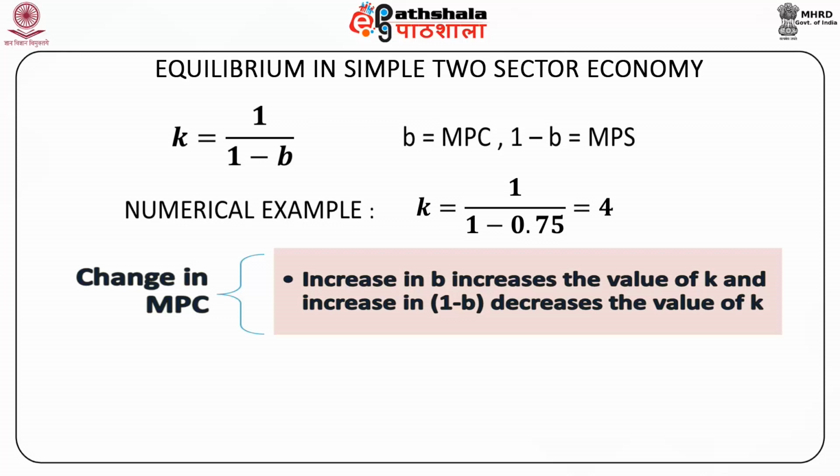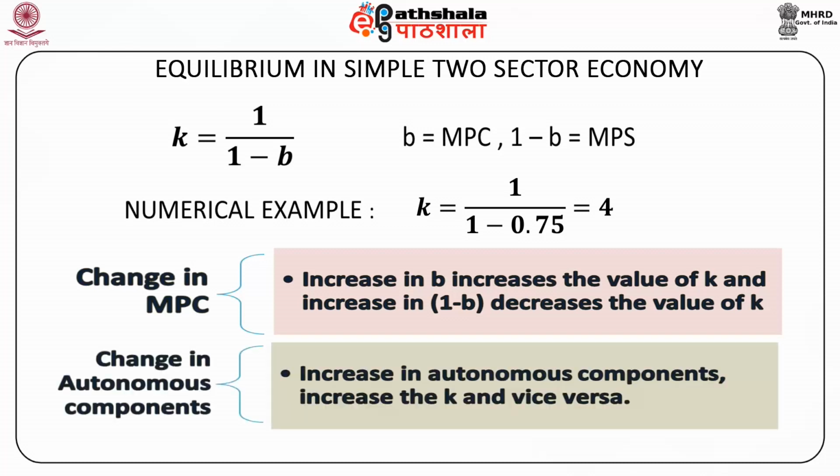Second, the multiplier works both ways. While an increase in autonomous component of demand results in multiple increases in income, a decrease in autonomous component of demand will also result in a multiple decrease in income.